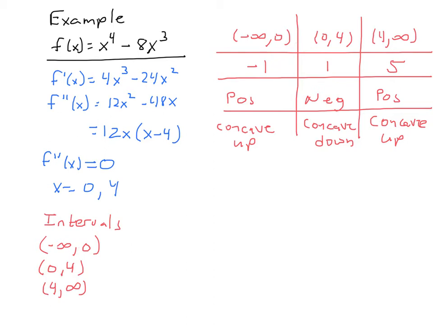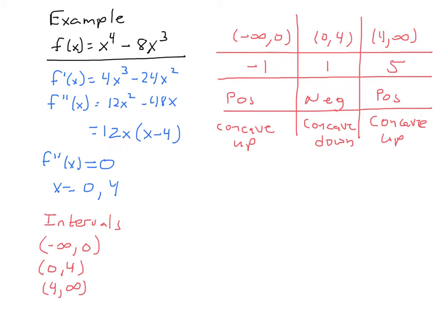Now, it's important to remember here we are checking the second derivative. So the first thing I'm going to do is take this -1 and put it into the second derivative, in for x. So when I put that -1 in for x, I'll get a negative.